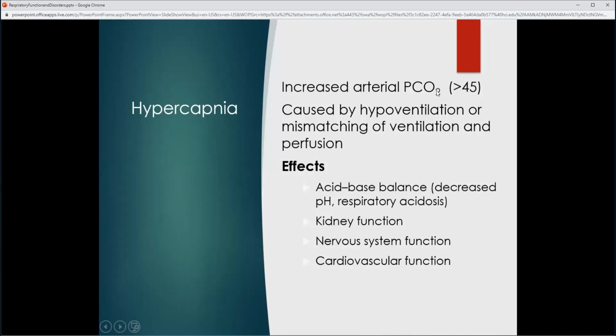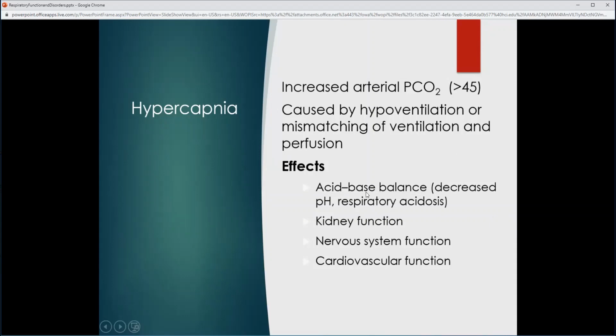Hypercapnia. This really is where a lot of COPD patients live, in hypercapnia. They have high levels of CO2. Hypercapnia means I'm going to have what? Acid-base imbalance. Anybody? Yes, respiratory acidosis. You guys are so smart. So it could be from hypoventilation. It could be, again, a number of things.